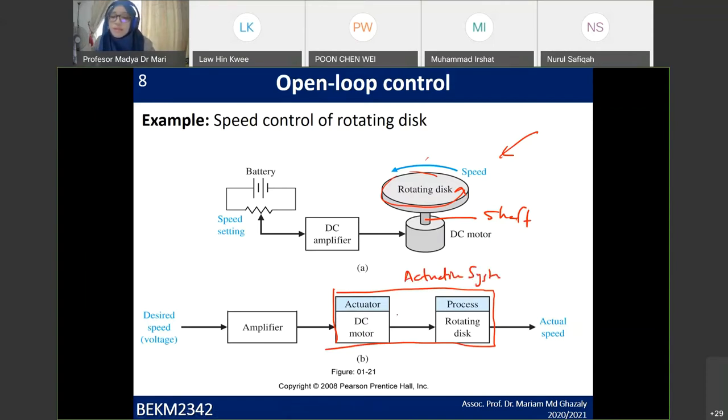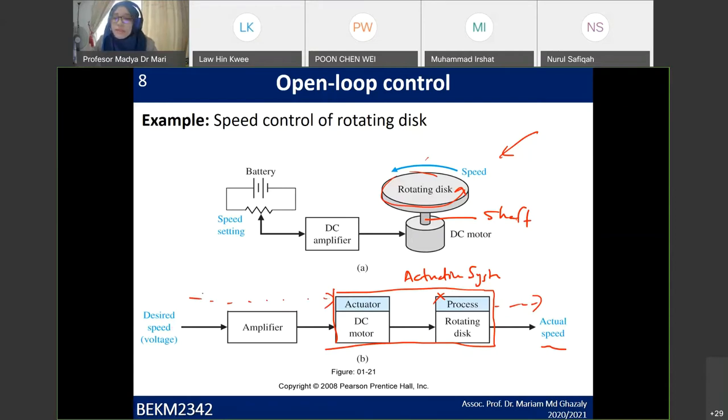In the actuator system, you have the DC motor and you have the process. You can draw it something like this. But if you don't draw the process, it's no problem. You can explain it in sentences. So you have the actuator system over here, and for open loop you need an input and an output. The output that you are going to control is the speed. That's why you have the desired speed and the actual speed over here. Whatever it is rotating, you have the speed over there.